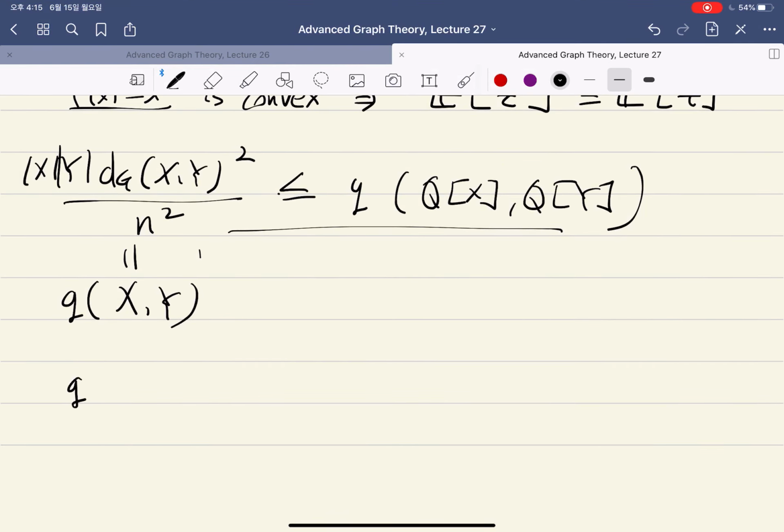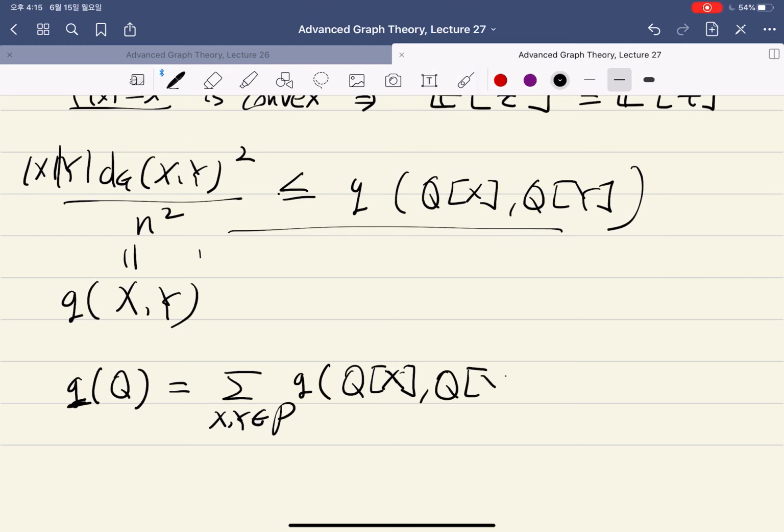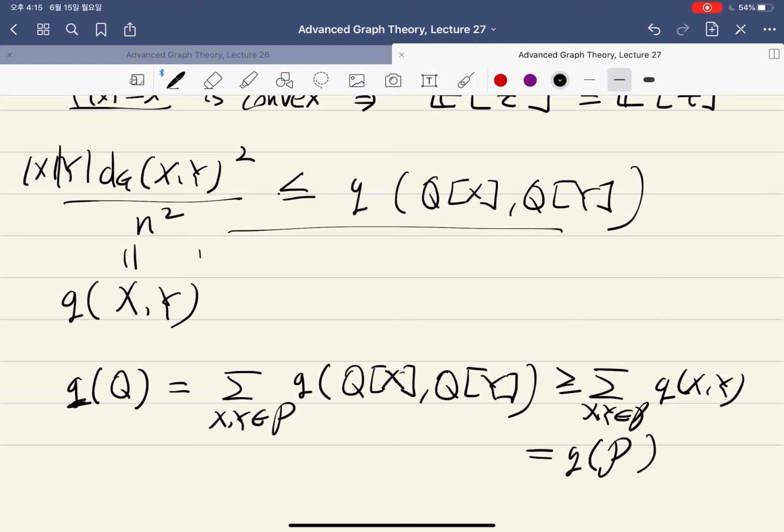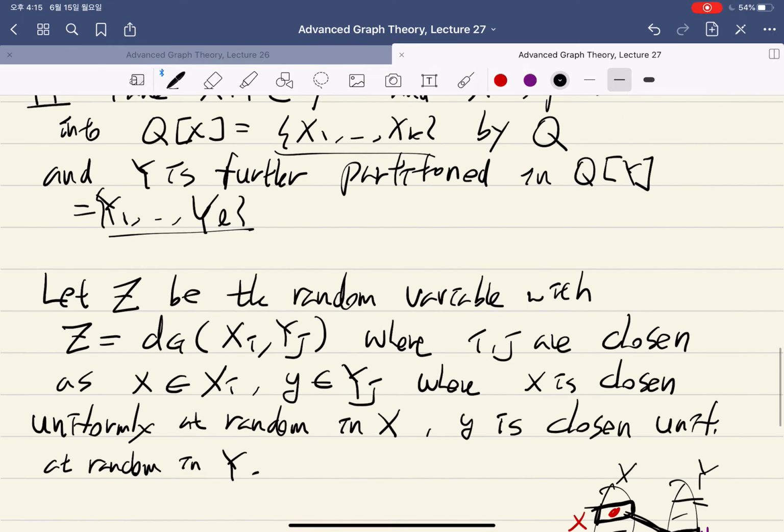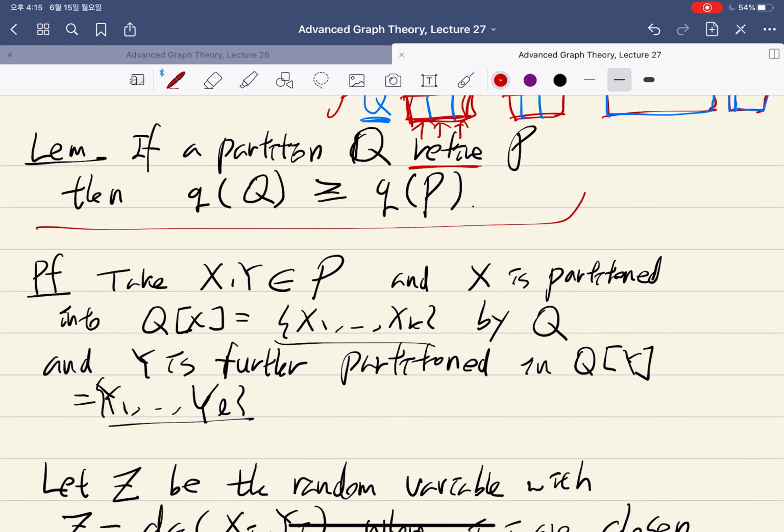So from here, what do we know? If you consider the energy of Q, then this is the same as, for each part in P, you compute this, but this is bigger than the energy of P. So we have shown that this energy never decreases once you take a refinement of the partition.